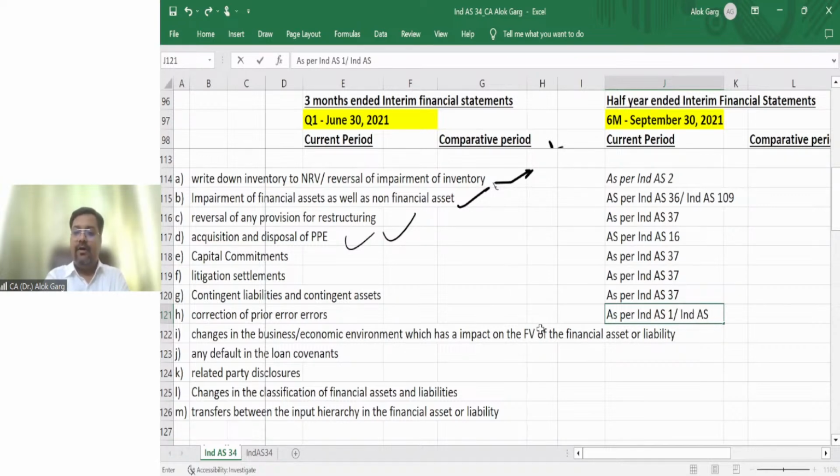I hope you guys have already covered Ind AS 8. Who has taken your Ind AS 8? Yeah, I hope you guys have covered Ind AS 8 and Ind AS 1. Ind AS 1 I have covered. Ind AS 8 who has covered?